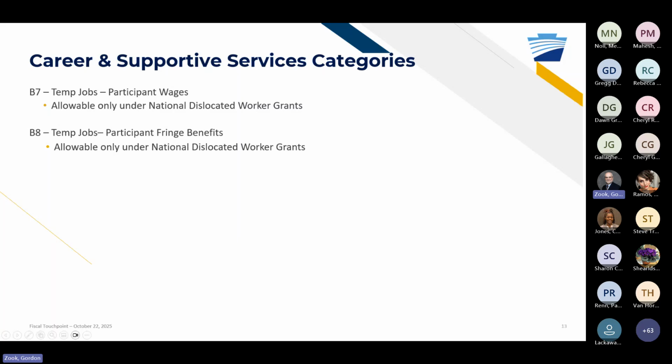We also have two categories for temp jobs, both for participant wages, B7, and participant fringe benefits, B8. These are allowable only under national dislocated worker grants. So again, it's not something that's used very frequently.